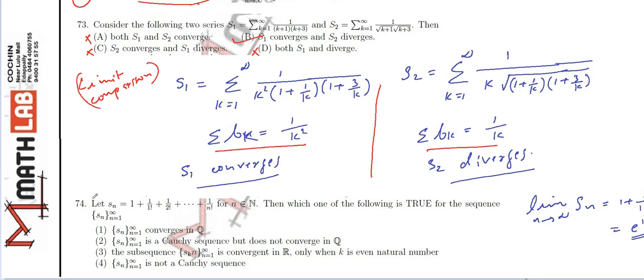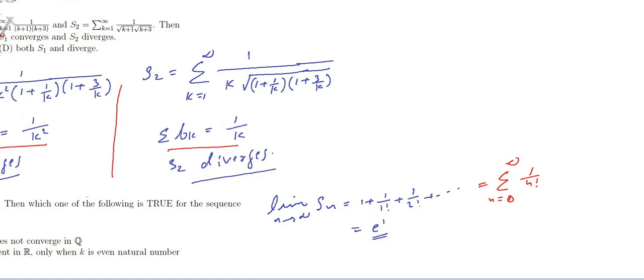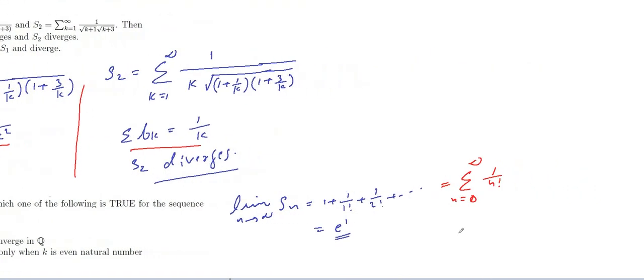All right. And 74 is a very simple question actually. It's like 1 plus 1 by 1 factorial plus 1 by 2 factorial plus etcetera plus 1 by n factorial. It seems to be a partial sum, right? So as n goes to infinity, what happens? You will get 1 plus 1 by 1 factorial plus 1 by 2 factorial plus etcetera, and that is actually the series sigma 1 by n factorial, n is equal to 0 to infinity.